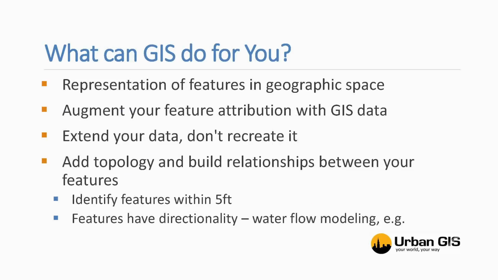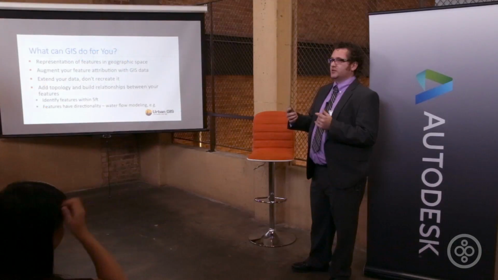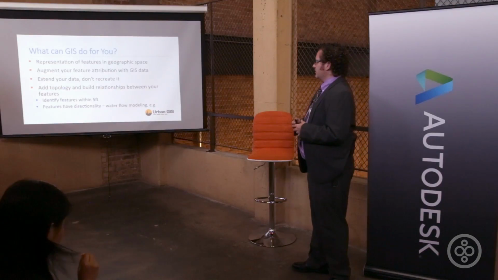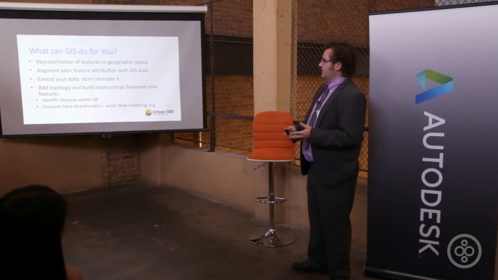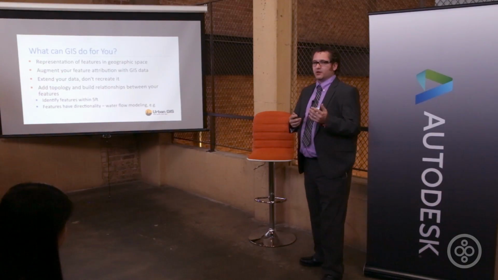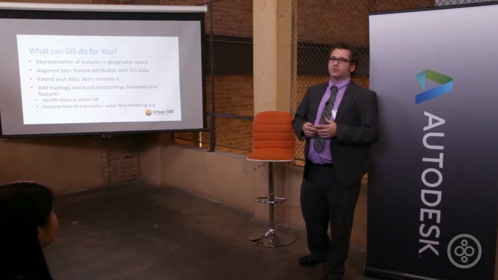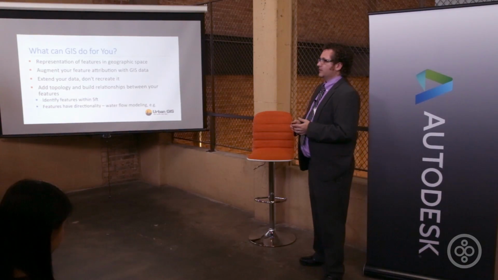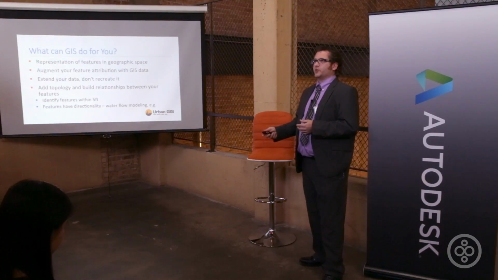So where do we take this? How can we use the GIS tools to really augment what we already have? Well, GIS allows us to represent features in geographic space, and a lot of times we simply work within a Cartesian space, but that doesn't always translate very well to the real world. Once you go that next step and you change your coordinate system to be one that's geographic, it really allows us to represent things more accurately and in a way that's more translatable.